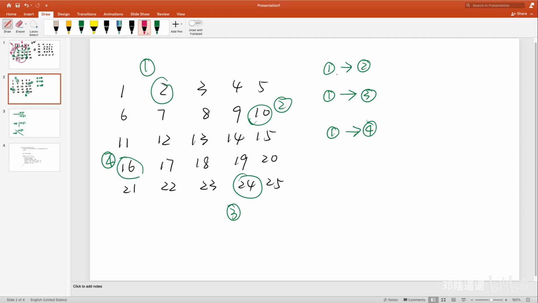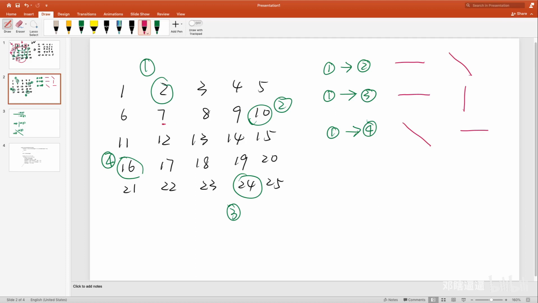From 1 to 2, we'll do the symmetric with horizontal axis first and then diagonal. From 1 to 3, it's going to be horizontal first and then vertical. From 1 to 4, it's diagonal and then horizontal. Let's take another example to see if this rule is correct.